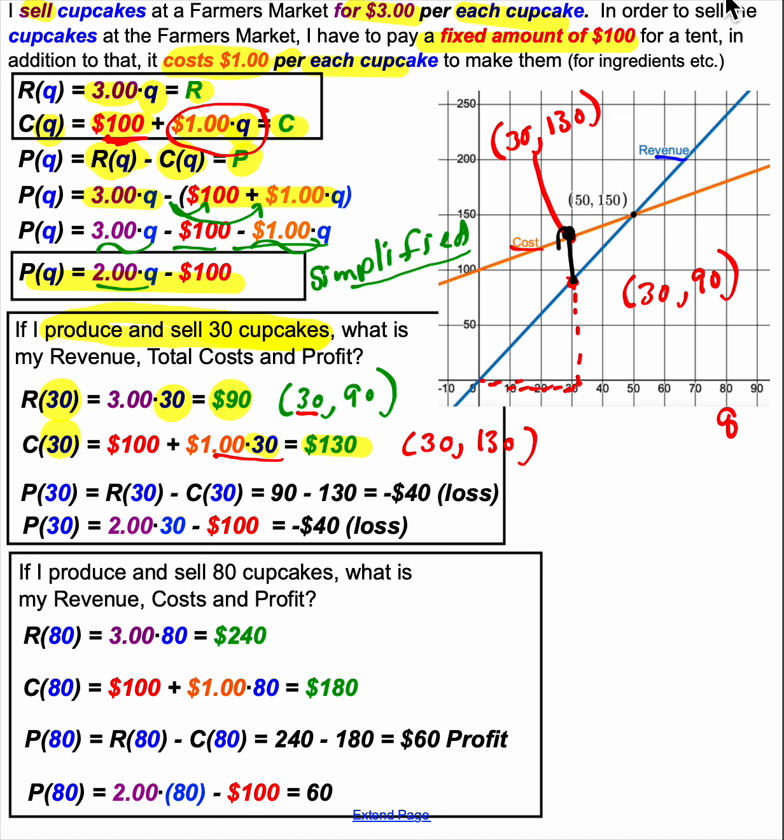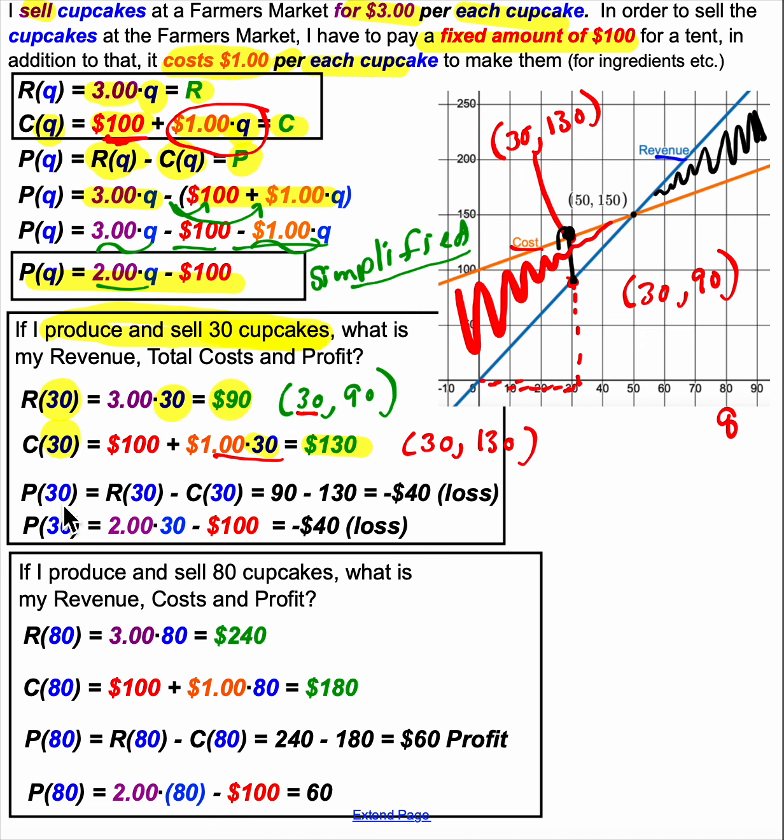So whenever the costs are greater than revenue, I have a loss. I'm operating in the red. Once my revenue is greater than my costs, then I have a profit. All right, so now let's look at our profit function.